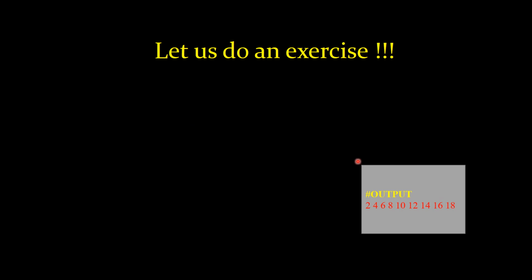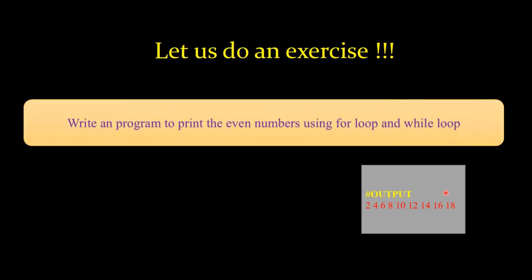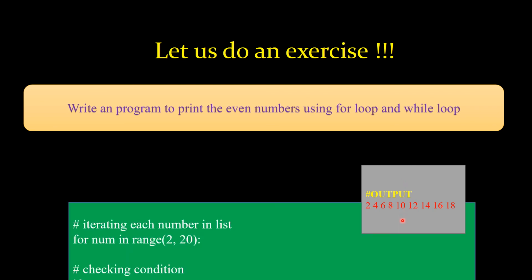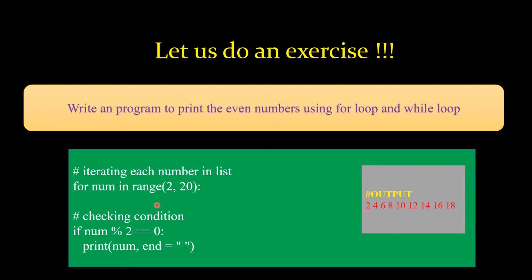One simple exercise. Now let us do one simple exercise. Here we can see an output, that is 2 4 6 8 10 12 14 16. What are these numbers? They are even numbers. So now I'm going to print these even numbers. Write a program to print the even numbers using the for loop and the while loop. A simple example we can do, and I have also given one method of doing it.